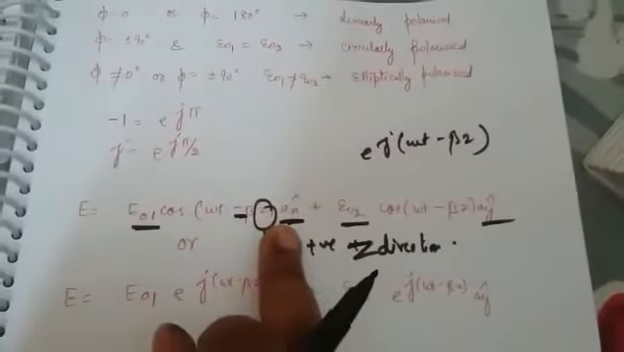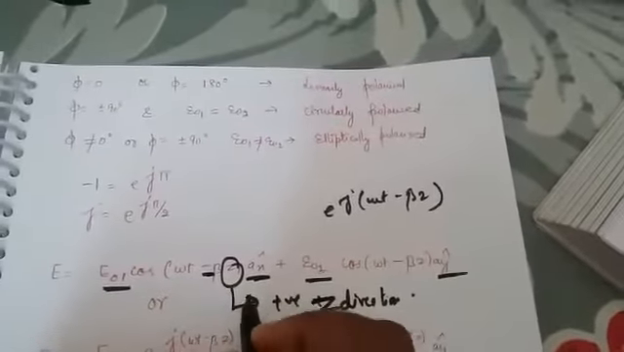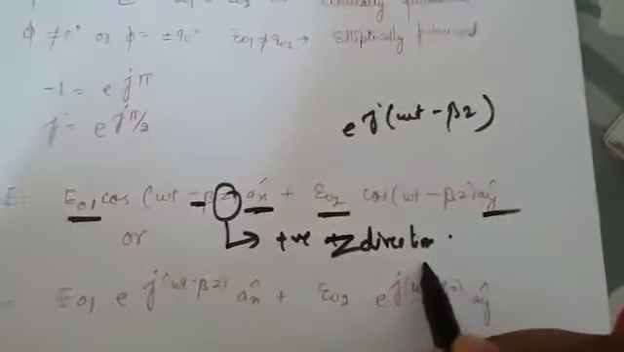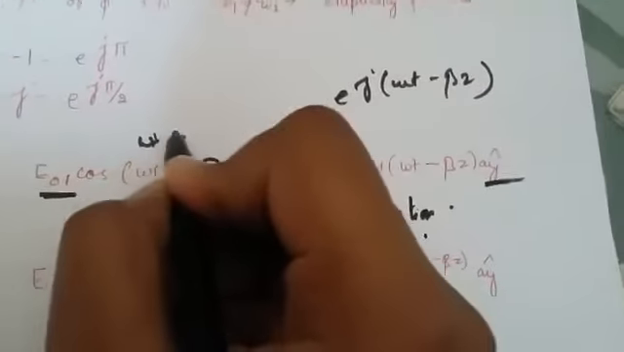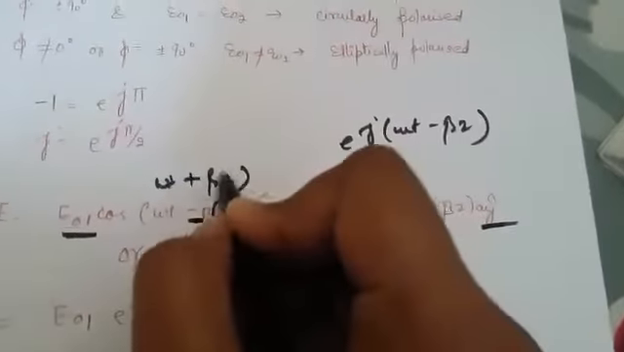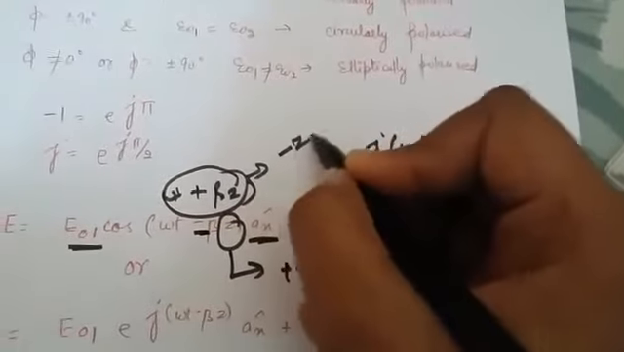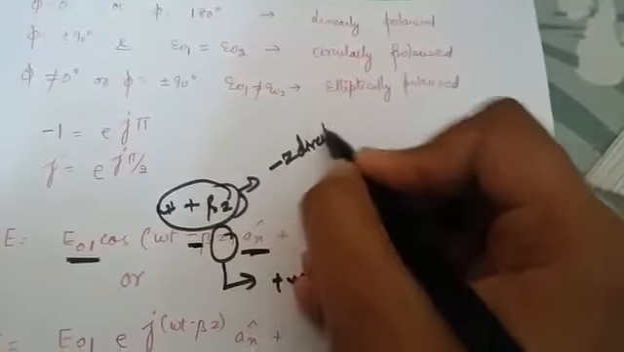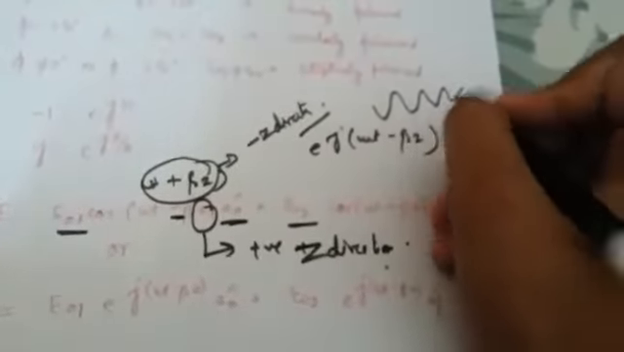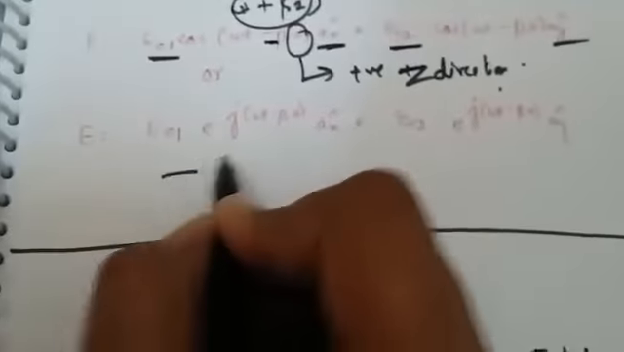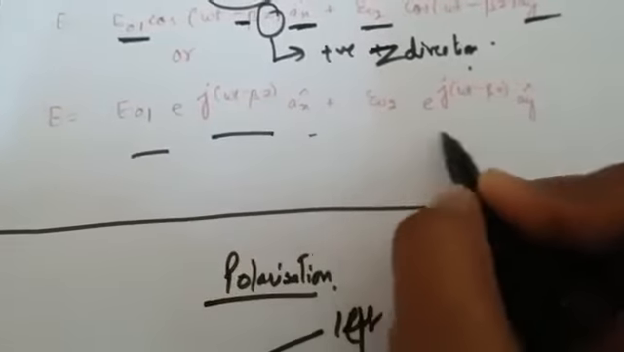One component is in the x direction and the other component is in the y direction, but the main EM wave, the electromagnetic wave, is propagating in the positive z direction. And if I write it here as omega t plus beta z, then it is in the negative z direction. That means the EM wave is propagating in the negative z direction, right? Or it may be like that: E is E01 e to the power j(omega t minus beta z) ax cap, or in this type. Okay, you will get the question in both this type or in this type.